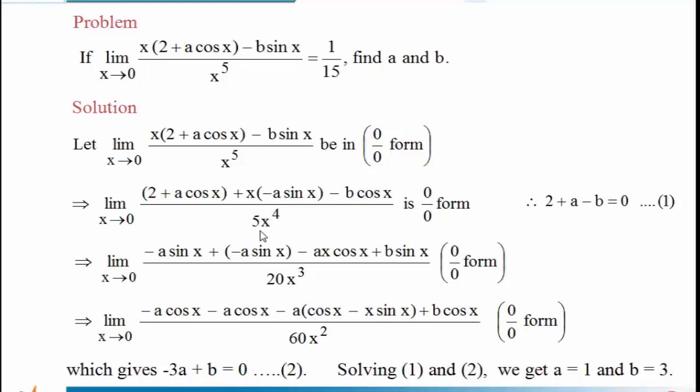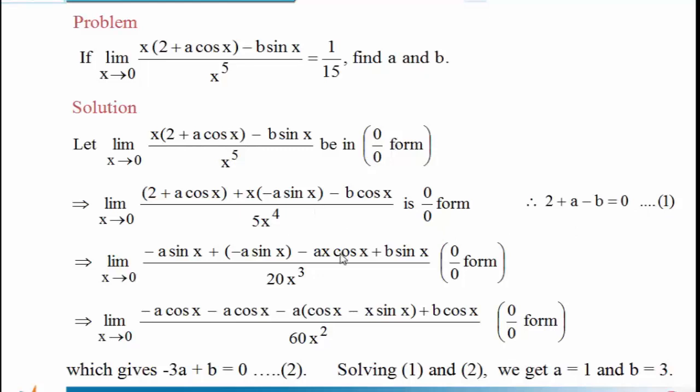If you observe, if you replace x by 0, the denominator will be 0, and the numerator will be 2 plus a minus b. We have to take this as 0, because only then the answer will be finite or the limit will exist. That's why the numerator has to tend to 0. So in short we get 2 plus a minus b equal to 0. This we can call equation 1.